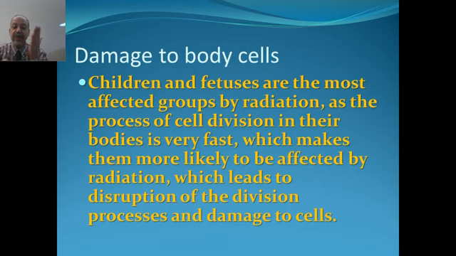So the radiation affects cell division in their bodies, which is very fast. Cell division is still very fast in children, which makes them more likely to be affected by radiation. It affects the division and causes gene disturbance, which leads to disruption of the division. Radiation disrupts the normal division process and damages the cell.